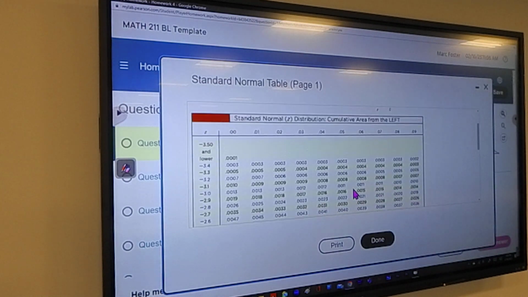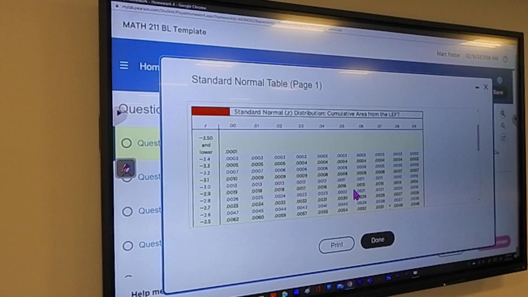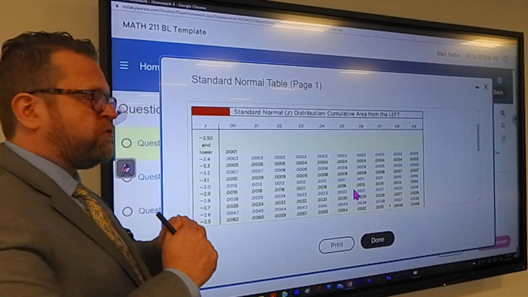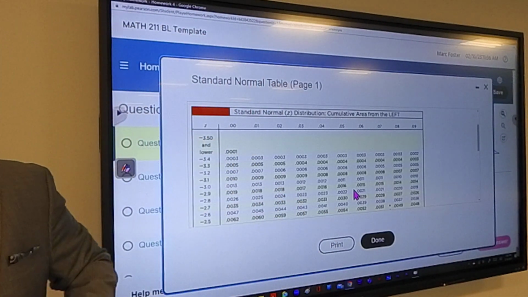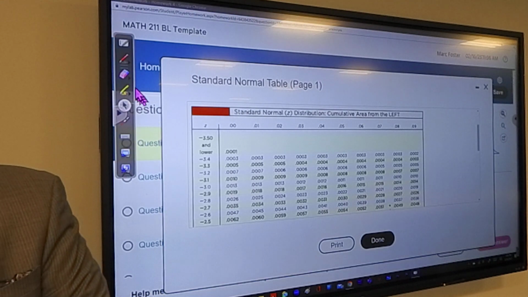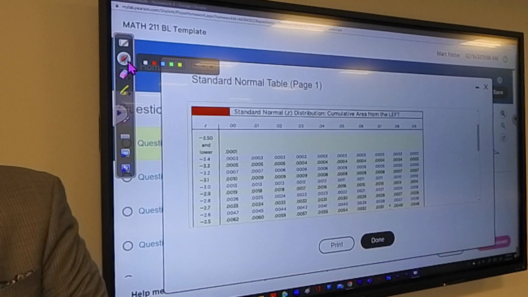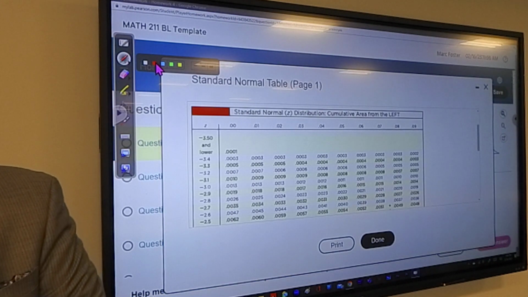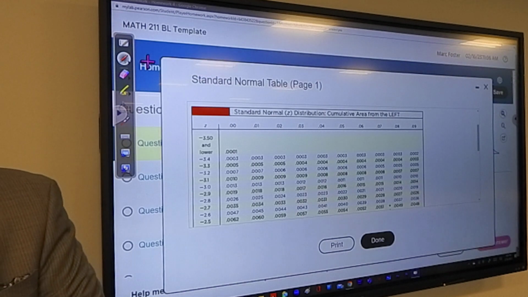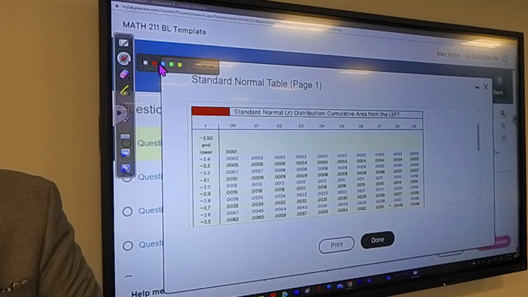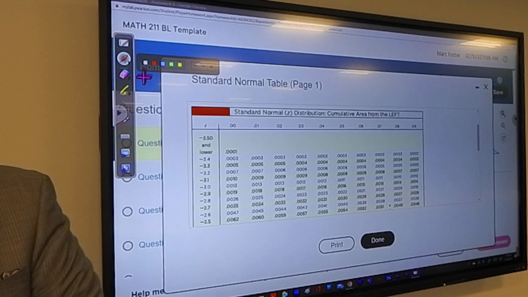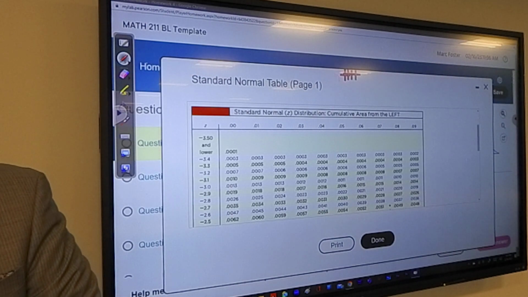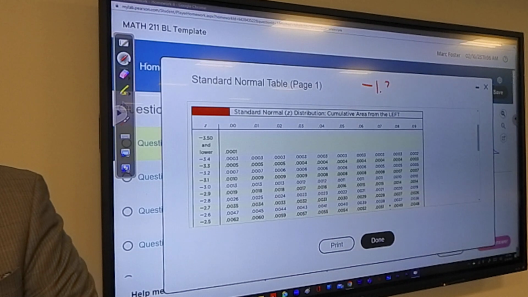And the way this table works is you always do your z-score to 2 decimal places. So let's say my z-score was minus 1.23. There we go. I like 1, 2, 3. So my z-score is minus 1.23.